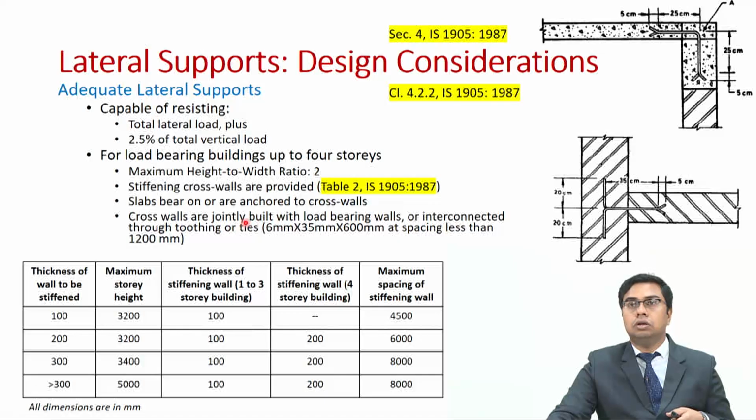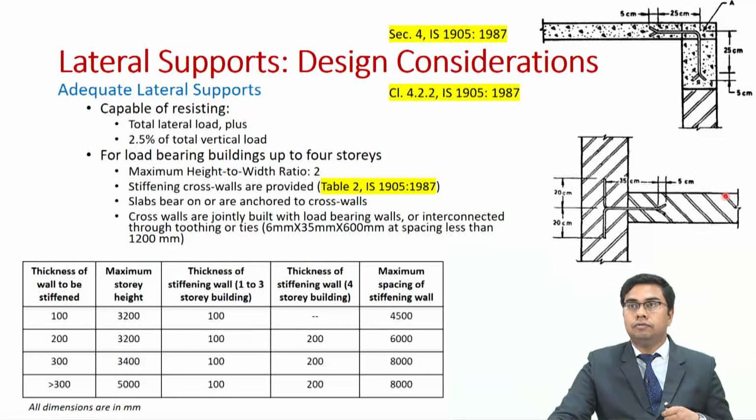Now, the cross walls are jointly built with load bearing walls or interconnected through toothing or ties sometimes as well. These toothing or ties can have these dimensions and a spacing less than 1200 millimeters. You can also have a look at this very table obtained from IS 1905, where, based on the thickness of the wall which is to be stiffened and the maximum story height, you have the information about the thickness of the stiffening wall.